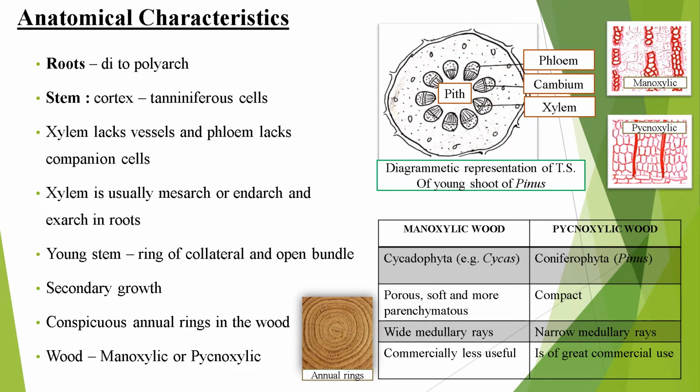In gymnosperms, wood are of two types, monoxylic and pycnoxylic. Monoxylic wood is porous, soft, more parenchymatous, and is of less commercial use, whereas pycnoxylic wood is compact and is of great commercial use, for example pinus wood.